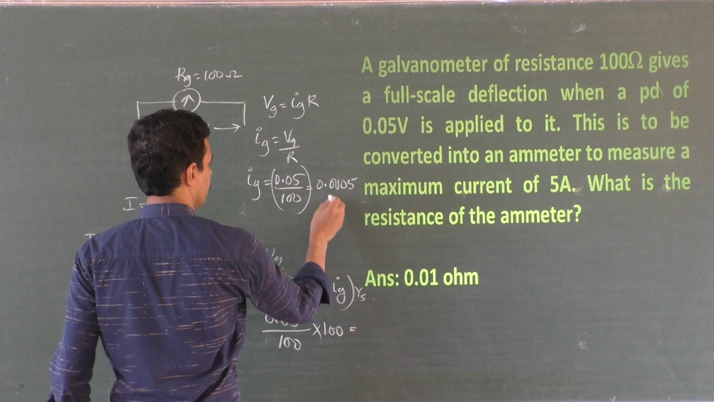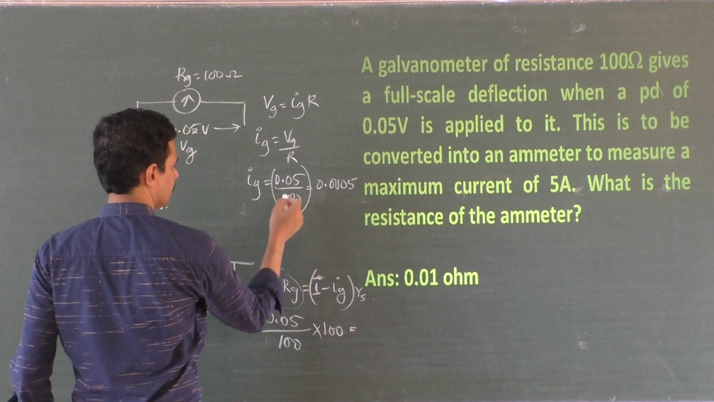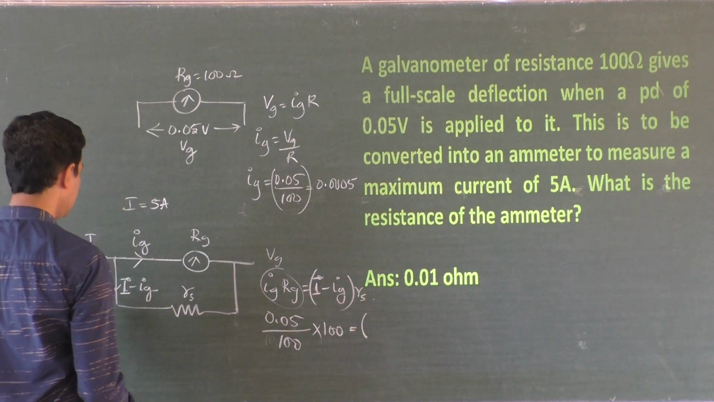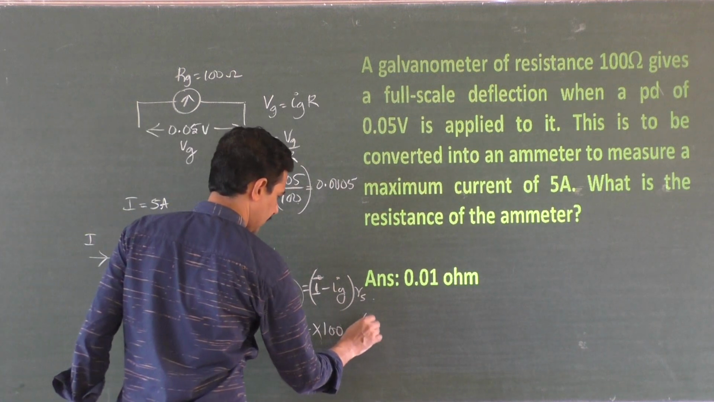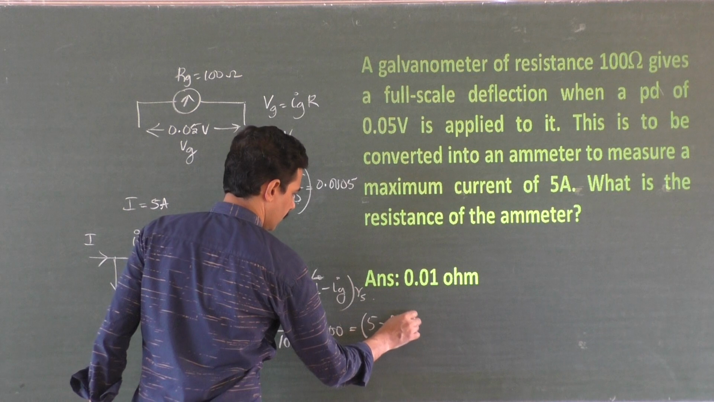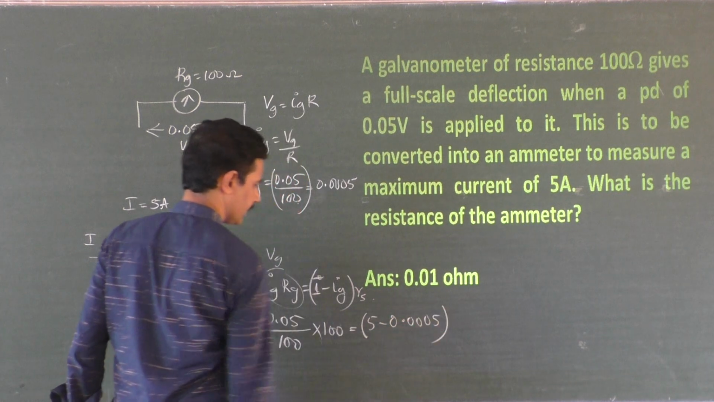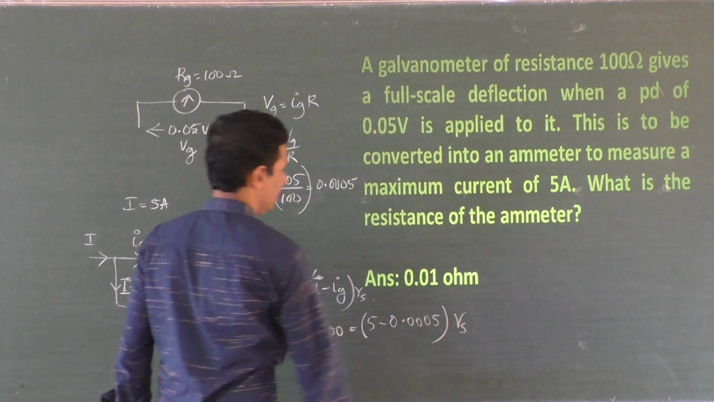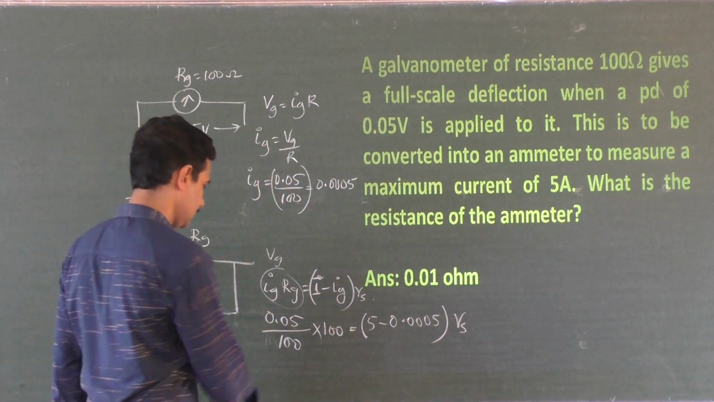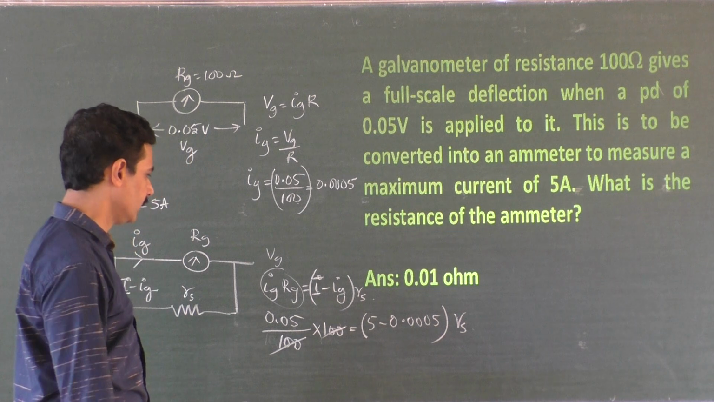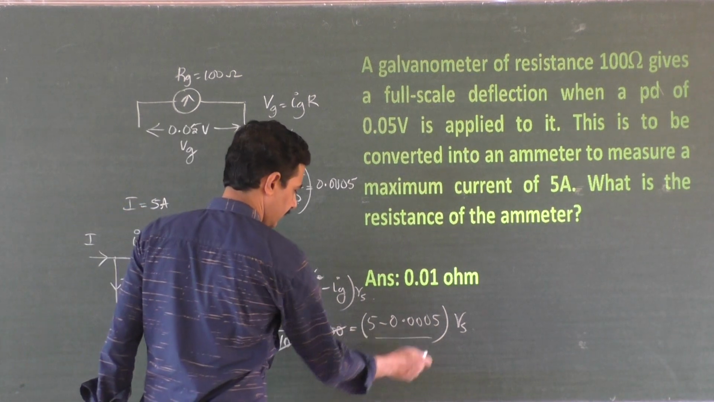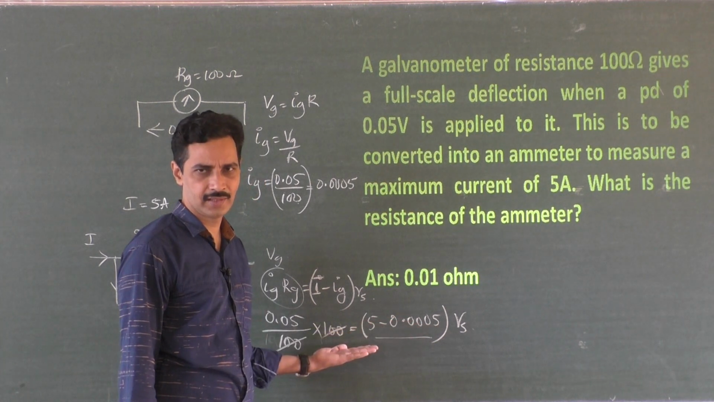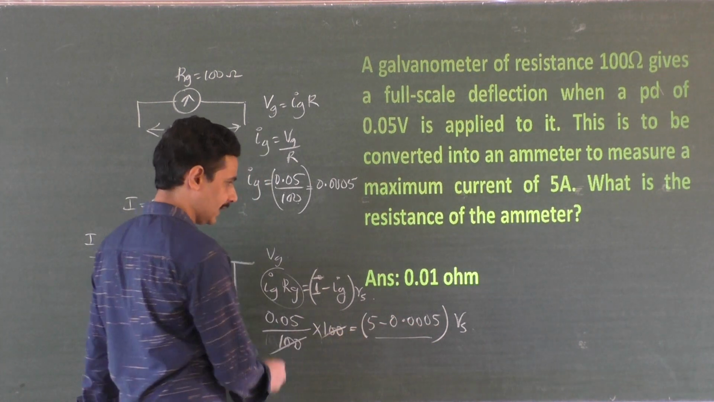0.0005, correct? 3 zeros. Here already 1 zero by 100. I minus Ig. I is the main current that you are going to measure, which is 5. 5 minus 0.0005, correct? Into Rs, the shunt resistance. What is the shunt resistance required? So this gets cancelled, correct? Now this can be taken as almost 5, right? Otherwise it will be 4.99995. Why need to write it? It is almost 5.